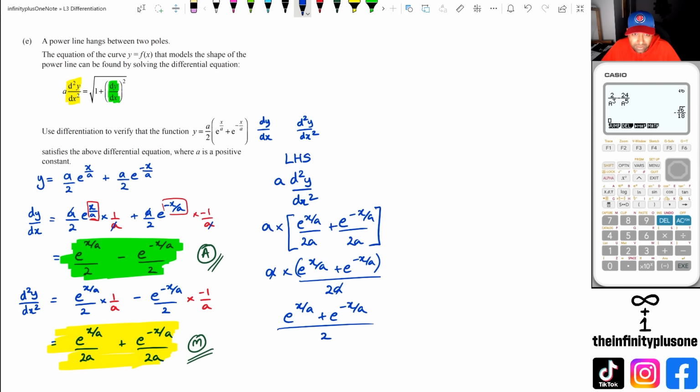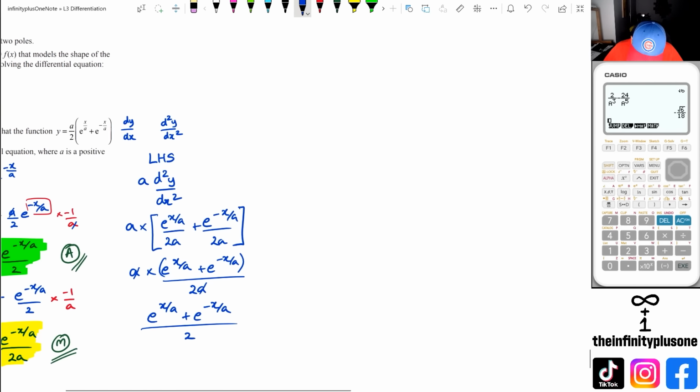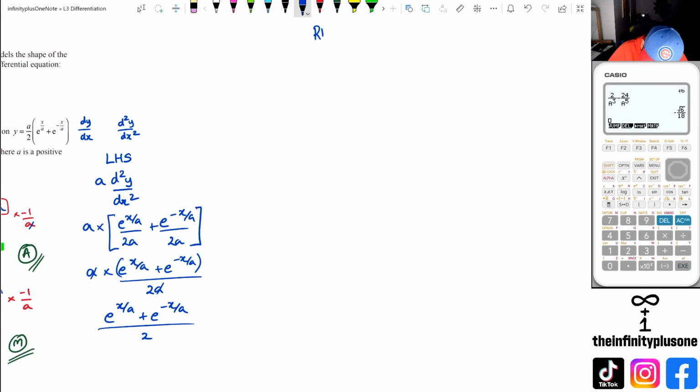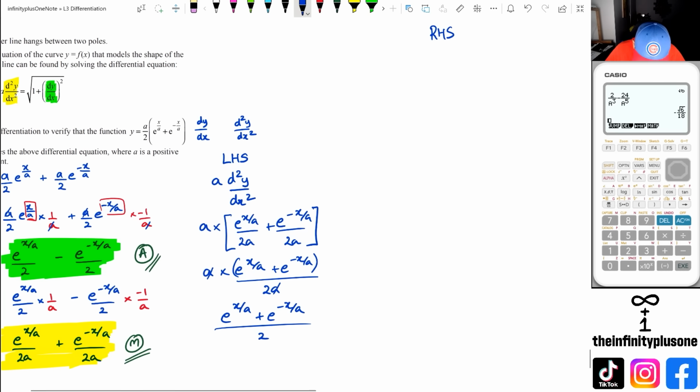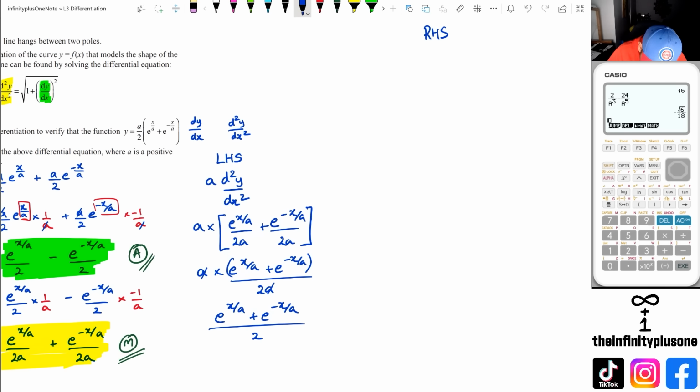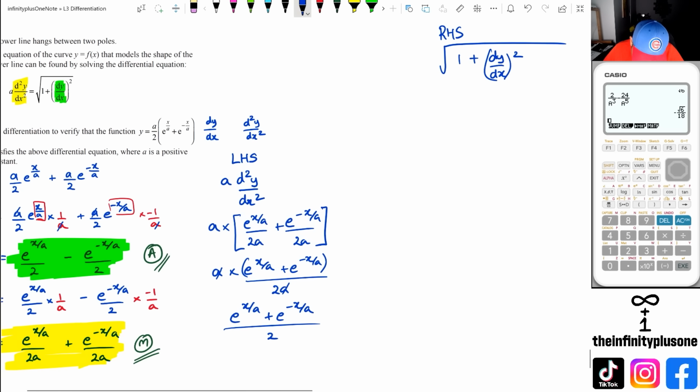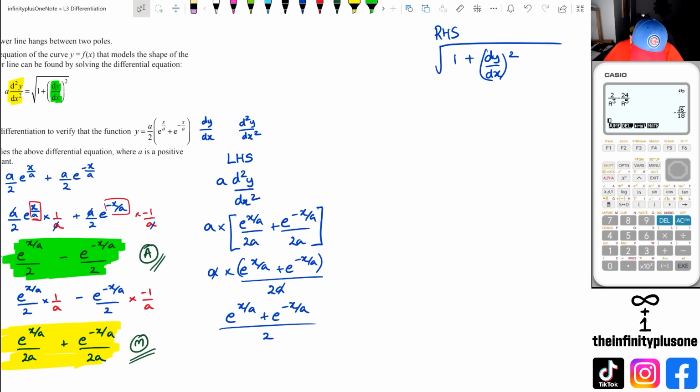So the left-hand side works out really nicely, but the right-hand side is going to be quite horrible. I'm not going to lie. We've got the square root of 1 plus dy/dx squared. That's going to be a lot of fun to try and work out. Dy/dx squared. That is a brutal amount of work.